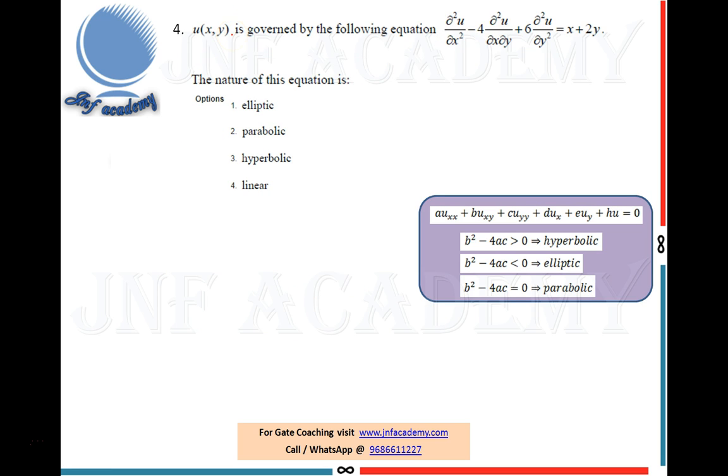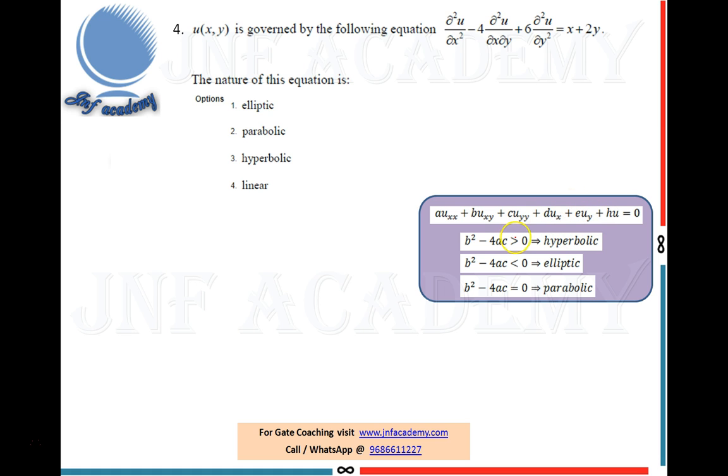Next, fourth problem. u(x, y) is governed by the following equation. It is a second order partial differential equation. Here I explain how to find the nature of a partial differential equation. This is the general form of a second order partial differential equation: A u_xx, that is ∂²u/∂x², plus B u_xy, that is ∂²u/∂x∂y, plus C u_yy, plus D u_x plus E u_y plus H equal to 0. This is the general form.